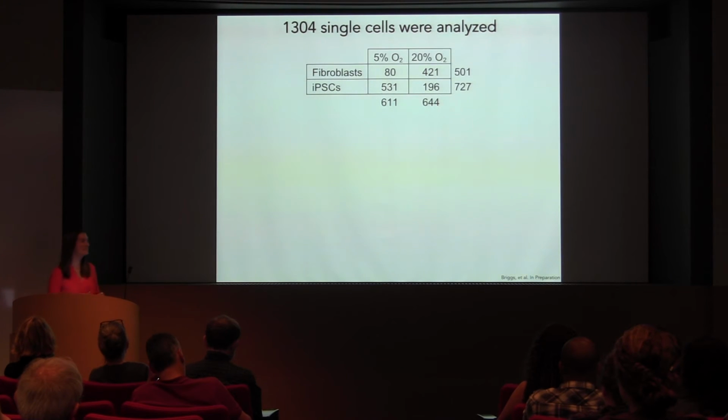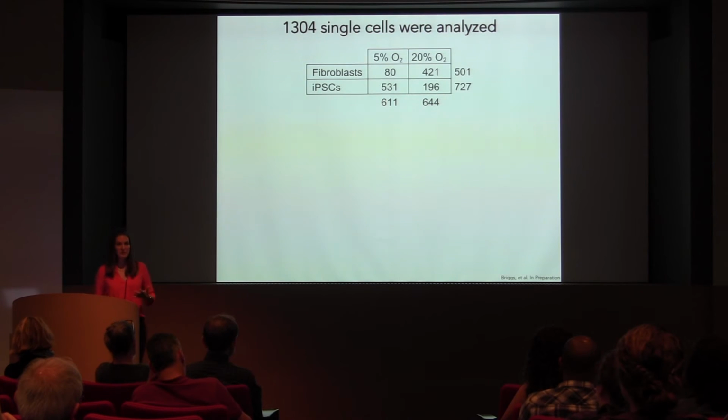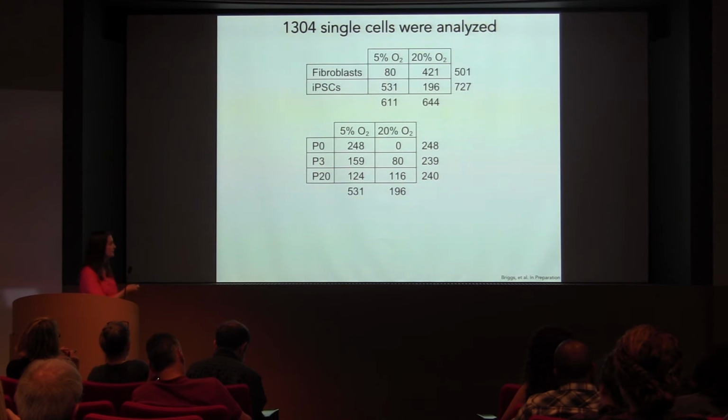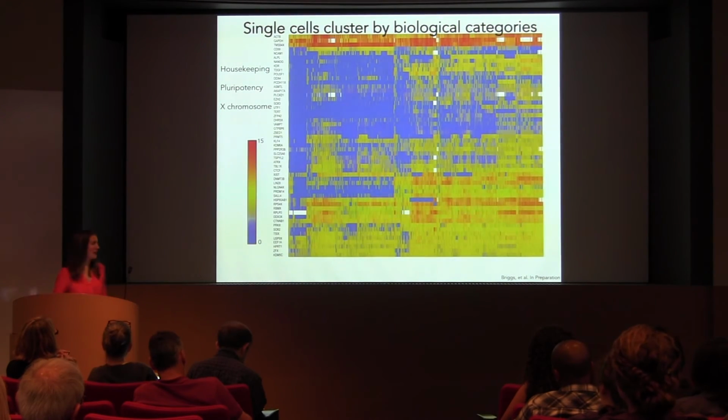So before I show you what it looks like, I just want to go over the types of cells we looked at. I looked at over 1,300 single cells, and I just want to go through some of the descriptive characteristics of it. I focused on fibroblasts and induced pluripotent stem cells across 5% and 20% oxygen, and also across a number of passage numbers: passage 0, passage 3, and passage 20, across oxygen levels as well. And then in addition, we had a few controls, both male and female embryonic stem cell controls, and a male fibroblast control. If we look at all this data together, we have this gigantic heat map.